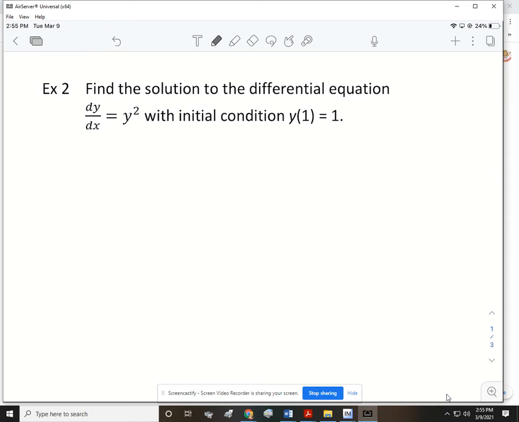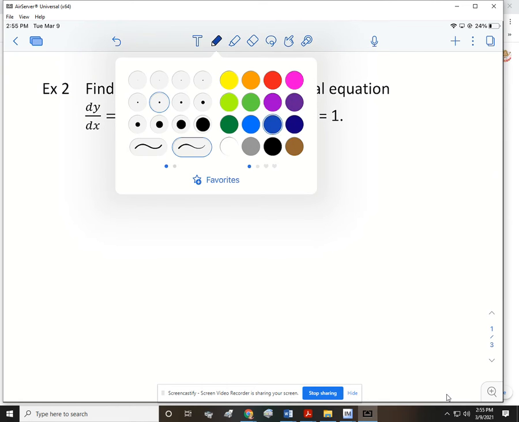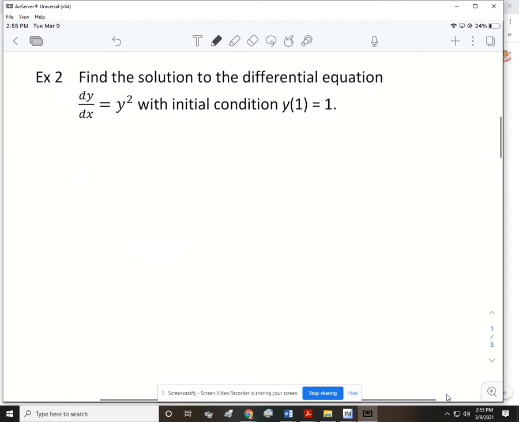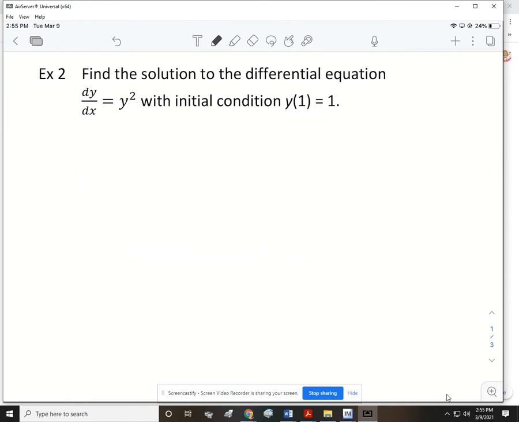We're going to do that, but we also have to do the stuff that we did yesterday. So for example 2, we're going to find the solution of the differential equation dy dx equals y squared with initial condition of y of 1 is 1. So the first thing we would want to do is separate the variables. So we move the y's to one side and the x's to the other by dividing by y squared and multiplying by dx.